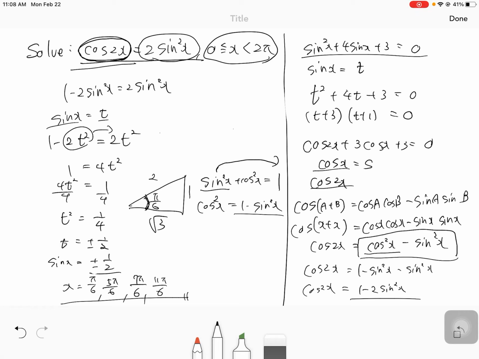But let me summarize it again. So the important thing is you try to have this equation. You have to try to make this equation have only sine or cosine. And also, you can't have cosine 2x and cosine x in one equation. It's pretty hard to solve it, so it's better to convert it like this.